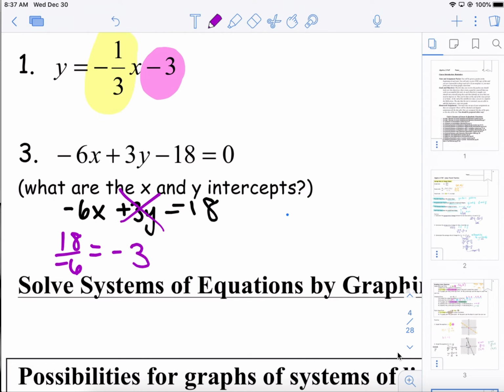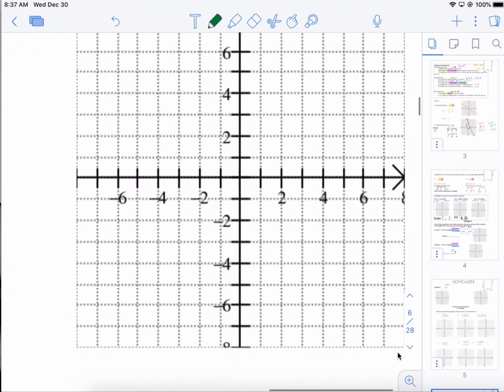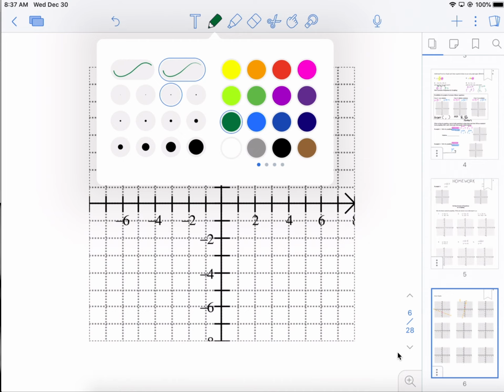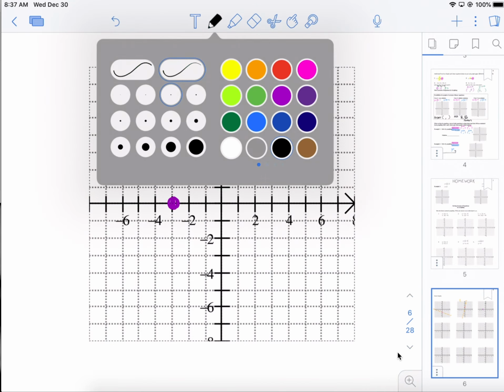That's my x. And if I want the y component, I would get rid of the x's: 18 divided by 3 equals 6. So -3 on the x, 6 on the y. Let's look at that. This is my third problem. So -3 on the x, 6 on the y. My graph would look like this.